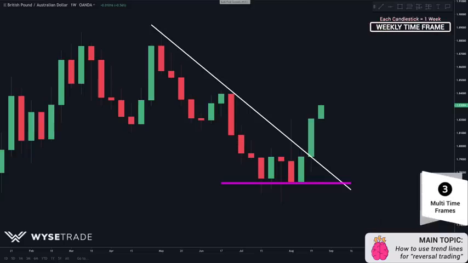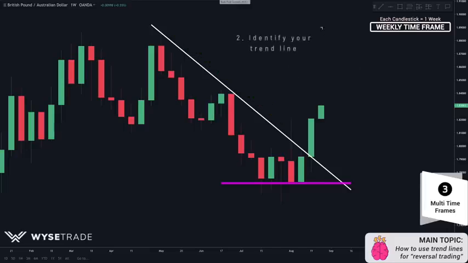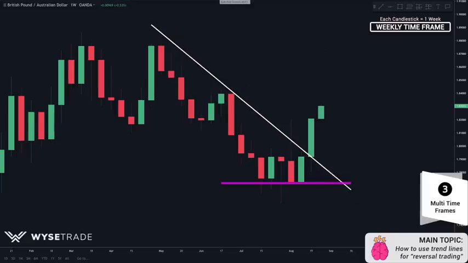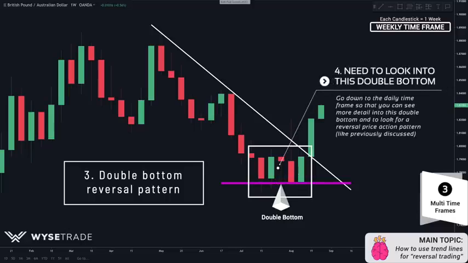Here on the weekly timeframe, what you would have first identified is that this was a moving downtrend. You then identified your trend line through these 2 points here. You would have then identified this double bottom through these 2 points here. So what you do is you want to jump down a time frame to the daily so that you can see more detail into the price action that is occurring within this double bottom and look for a trend change price movement.